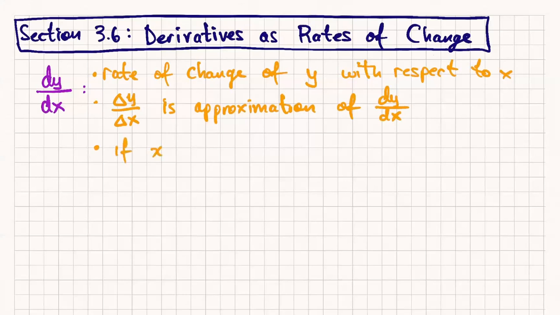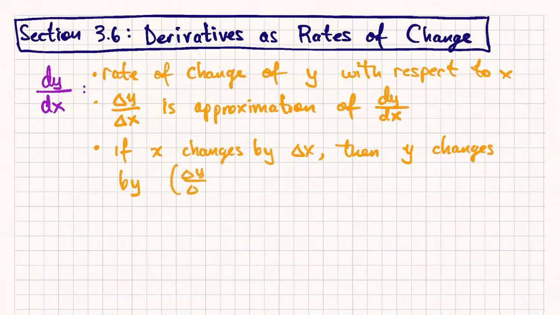If x changes by delta x, then y changes by dy over dx times delta x. In other words, the derivative at that point times delta x. So the derivative gives you a measurement of how much the y variable changes in response to the x variable. If you change x by a little amount, this is what y will change by.